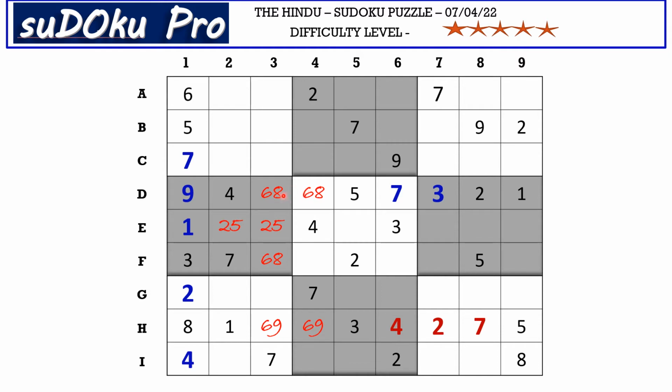Now we have 6 and 8 complementary pair in column 3. That means 6 and 8 cannot go in any of the other cells of column 3. So that means we can eliminate 6 from here. So H3 will take 9 and H4 is 6. So this 6 cancels out the 6 here. So D4 is now 8 and D3 is 6 and F3 is 8.